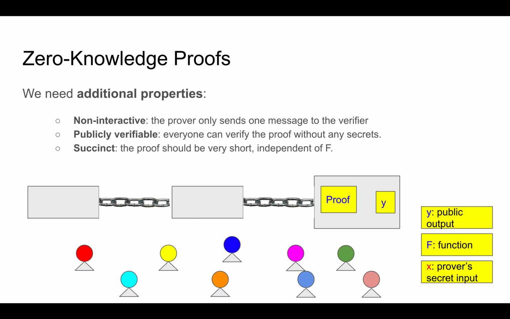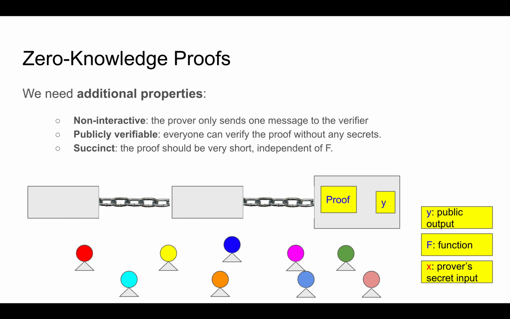Therefore, we need a kind of zero-knowledge proof that not only satisfies the completeness, zero-knowledge and proof of knowledge properties, but also satisfies three new properties. The first one is called non-interactive, which means that the prover only sends one message to the verifier. The second property is called publicly verifiable, which means everyone in the system should be able to verify the proof without any secrets.